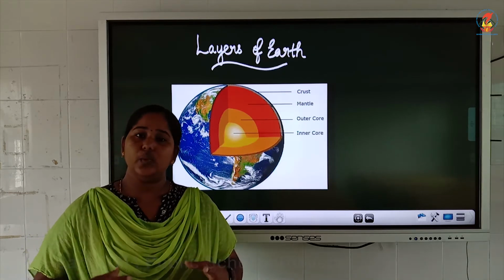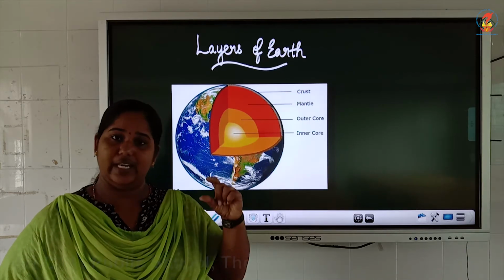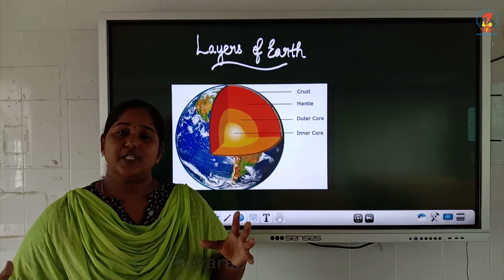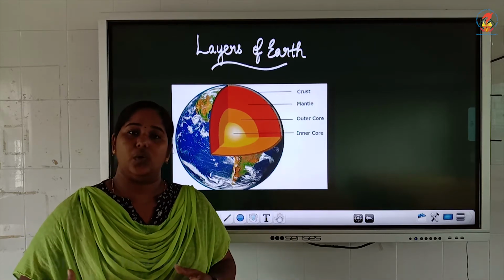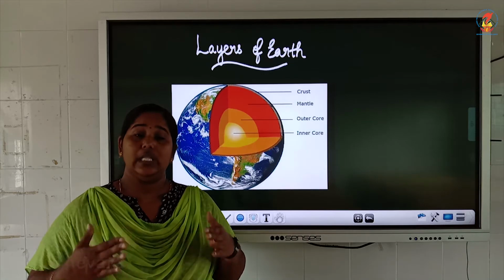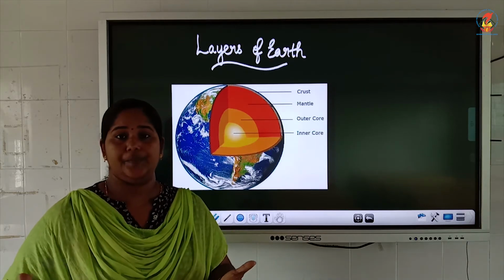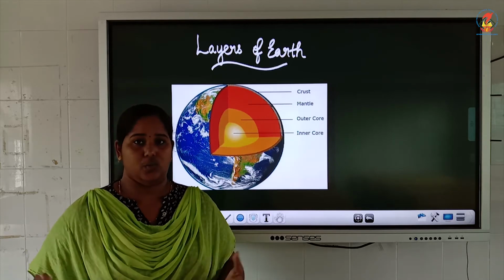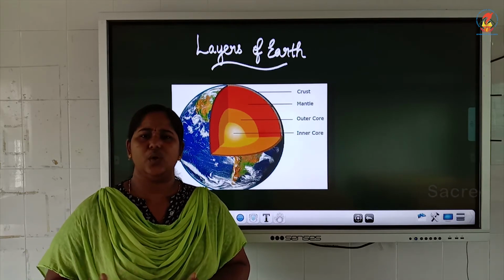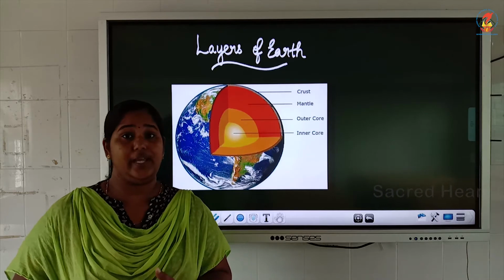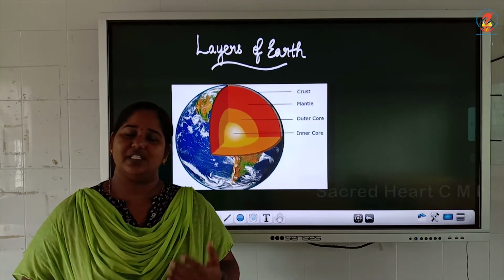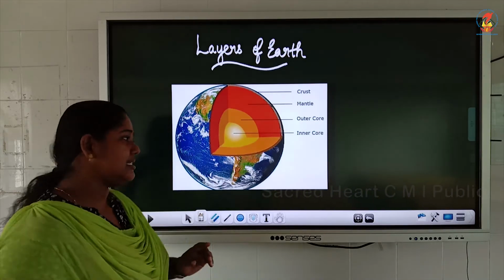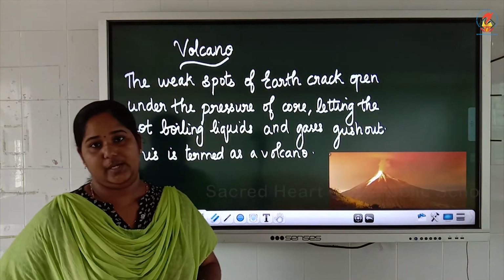So on the weak spots of the Earth where there is thin crust, because of the pressure applied by the core, the hot liquid in the core, the crust breaks open and what happens? This hot liquid comes out. Have you seen such a video or such a picture anywhere? Yes, you have seen it many times and that is called a volcano.